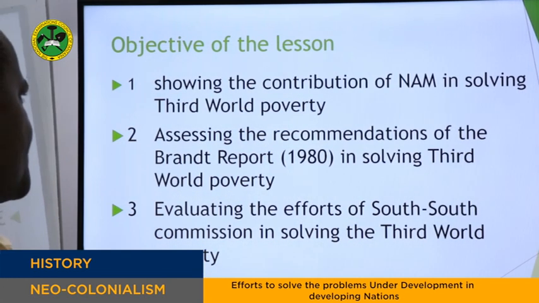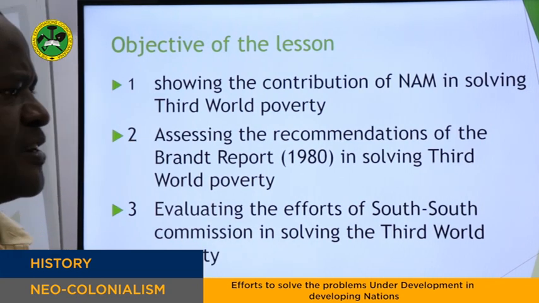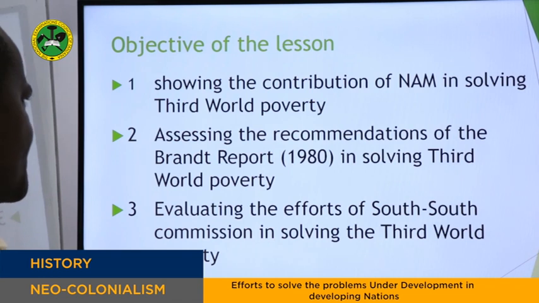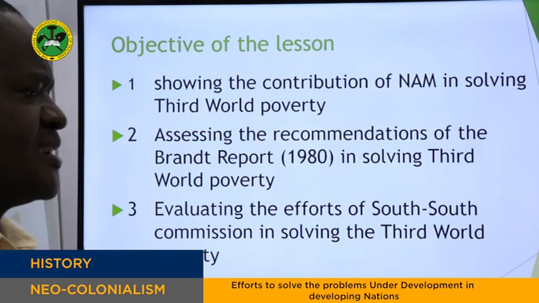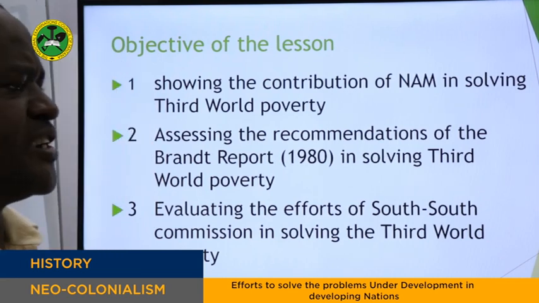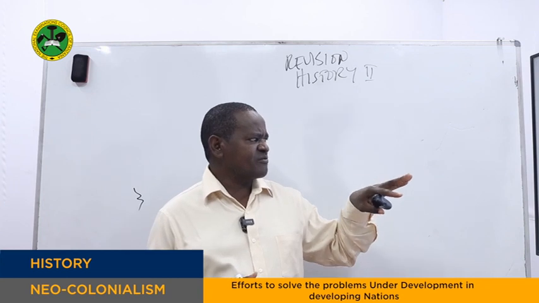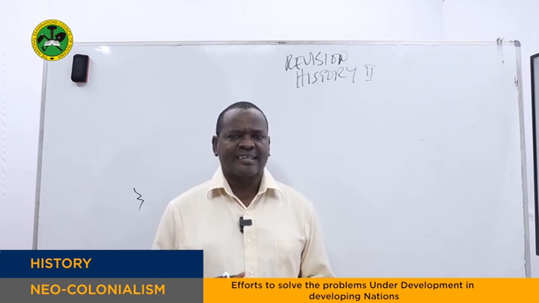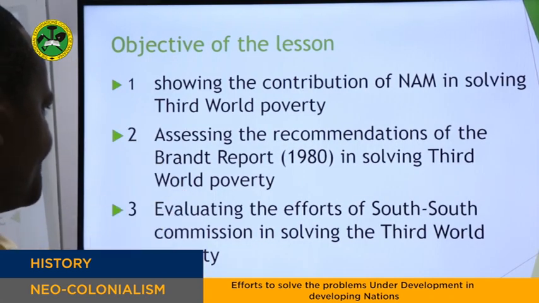The first thing that we want to achieve is showing the contribution of NAM in solving the third world poverty problem. The second thing is assessing the recommendations of the Brandt Report of 1980 in solving the third world poverty. And the last thing is evaluating the effort of the South-South Commission in solving the third world poverty. These are the three very important objectives that, my students, at the end we have to make sure we are able to know about.